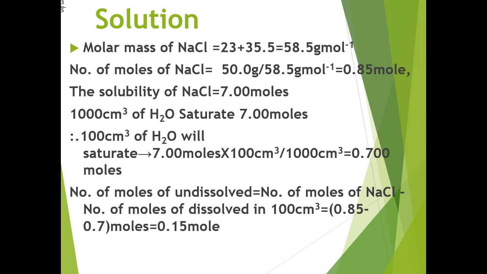Then the number of moles of undissolved salt will be the number of moles of sodium chloride minus the number of moles dissolved in 100 cm³. You have 0.85 minus 0.7, everything in moles, and it will give you the final answer as 0.15 moles.